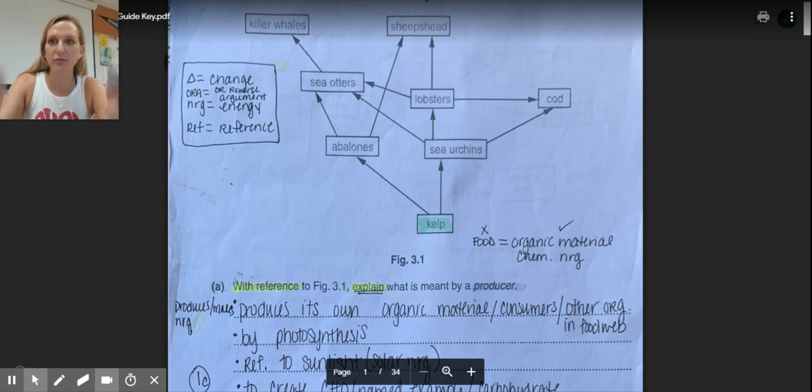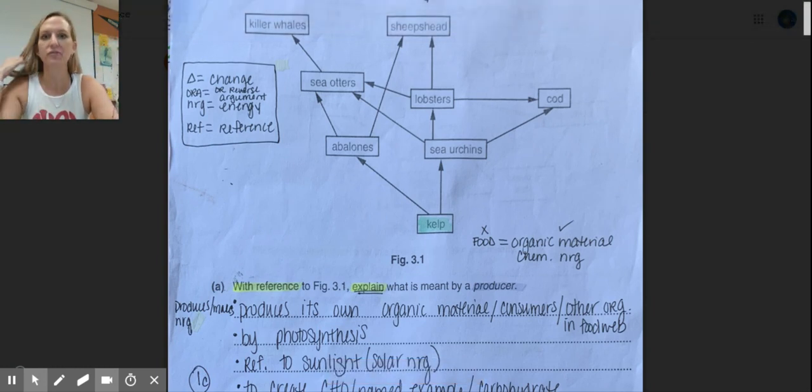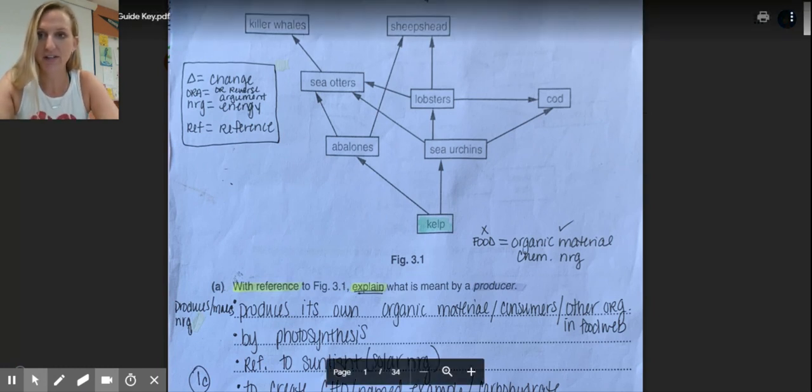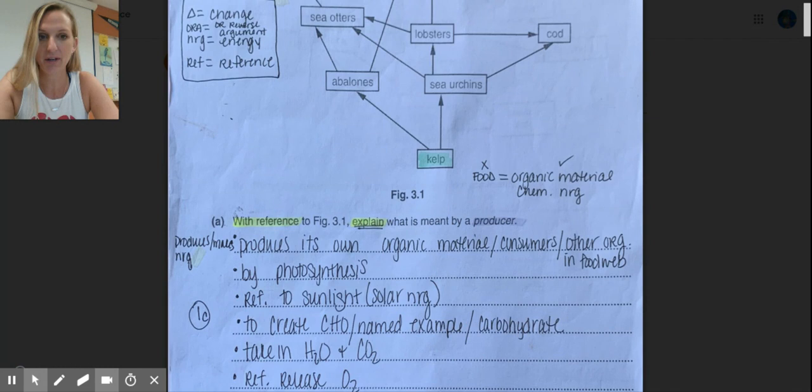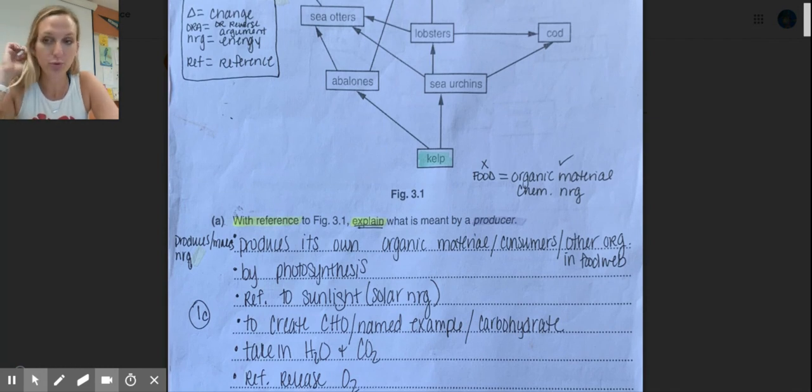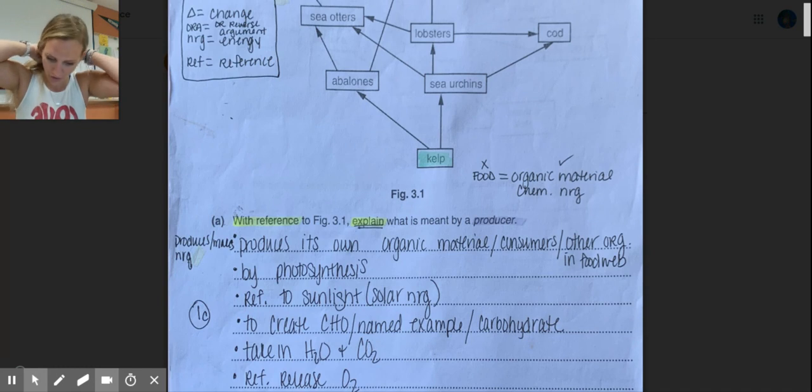So that's the biggest thing is we have to then do what they say and reference the food web or the food chain or whatever they're telling you to reference. Explain, so we're going to need a definition and we're going to need an example. What is meant by the term producer? So we're definitely talking about its role. This question also will be more easily answered, I think, after Chapter 3, where we specifically talk about producers and energy.